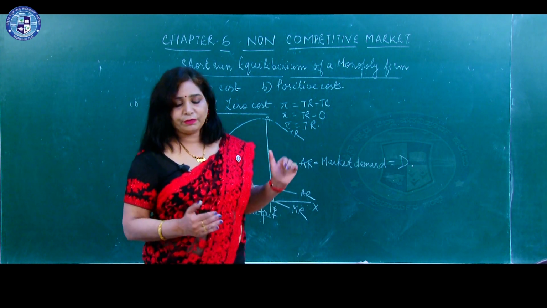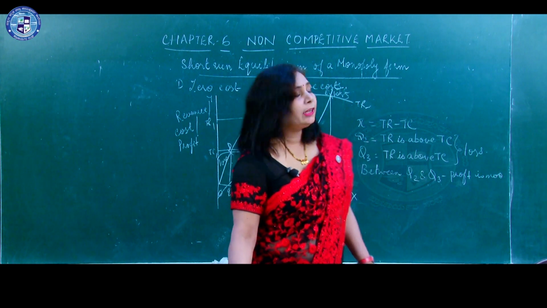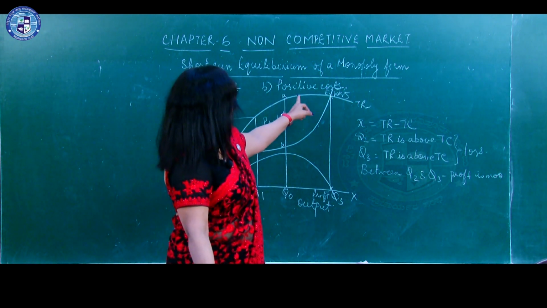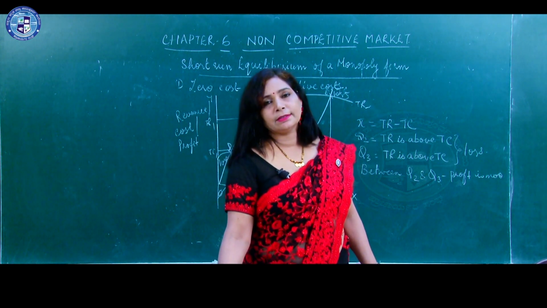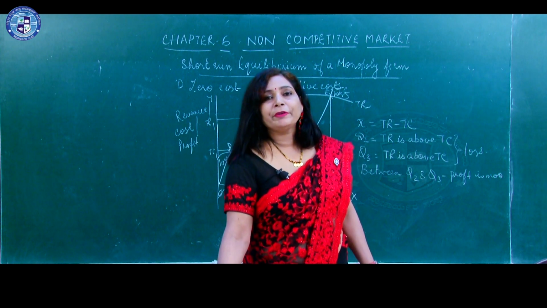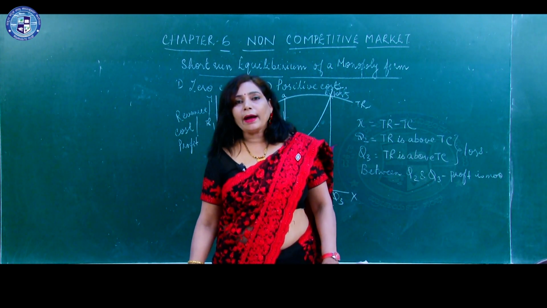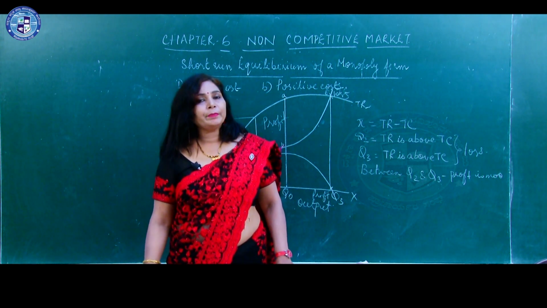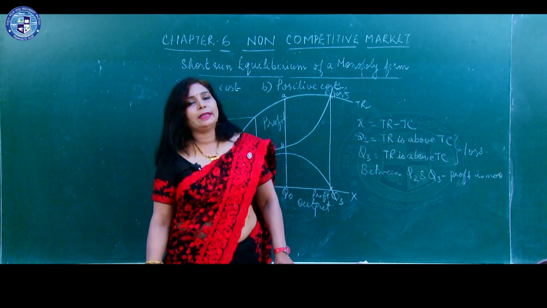The next concept that we have to study is the short run equilibrium of a monopoly firm in a positive cost case. That means when the firm has incurred cost, at that position, how the firm is earning the profit, that is called the positive cost case.